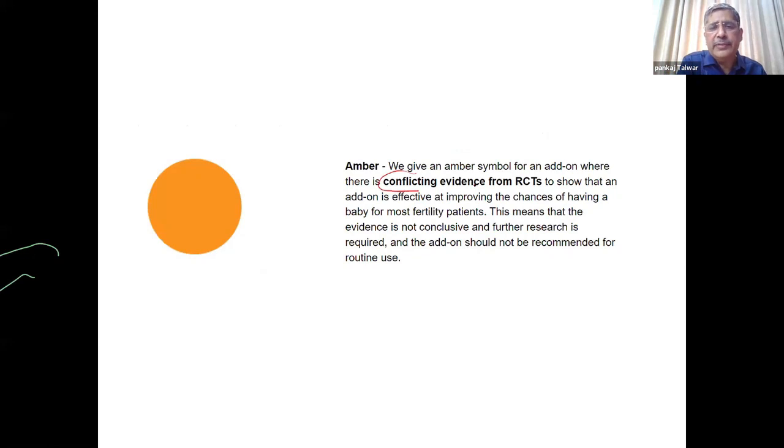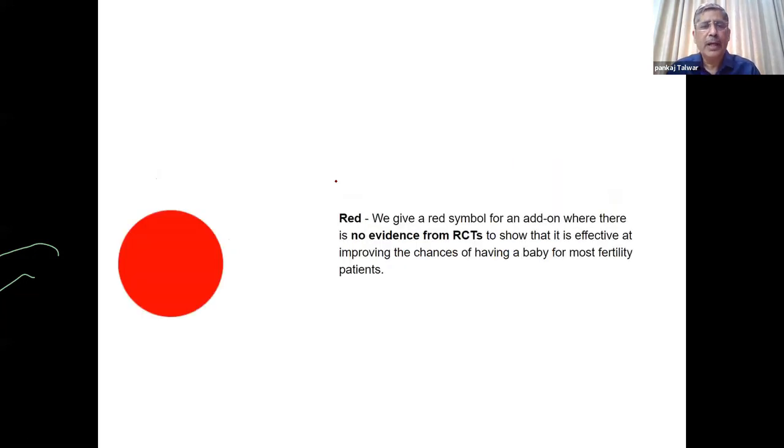Conflicting evidence from RCTs. Somebody says cappuccino is as good as Americano. Americano is a black coffee. Americano you take to lose weight, and cappuccino and mocha you take to increase weight. If somebody says that both are equally good, then it is an amber. If somebody says that cappuccino is bad for health, it is right. It is a green evidence. And then red. No RCTs on this particular thing till now. So we are not sure whether we should do it or not, whether people should spend money or not.